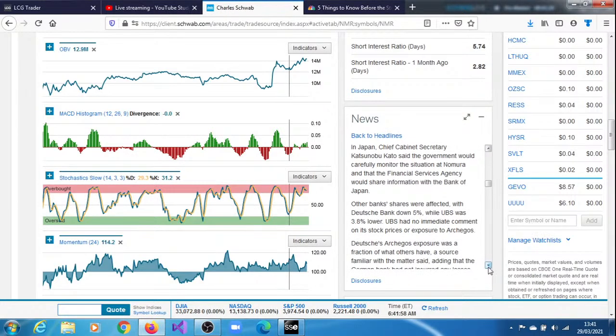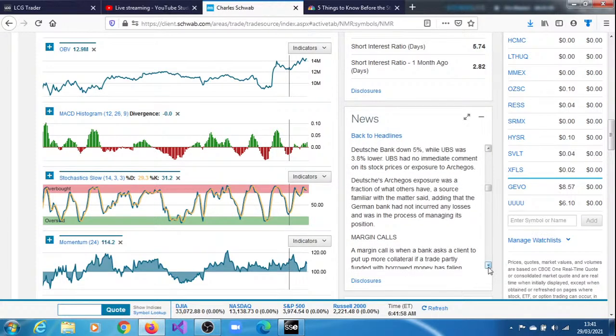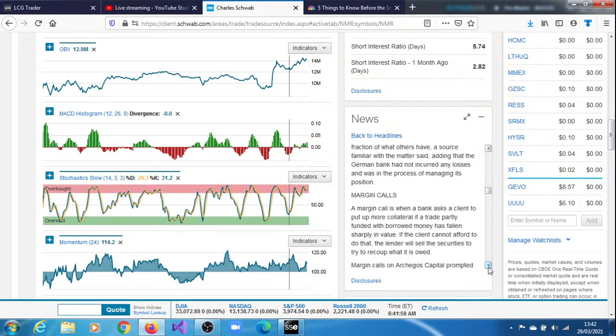Other bank shares were affected, with Deutsche Bank down 5%, while UBS was 3.8% lower. UBS had no immediate comments on its stock prices or exposure to Archegos. Deutsche's Archegos exposure was a fraction of what others have, a source familiar with the matter said, adding that the German bank had not incurred any losses and was in a position of managing its positions.